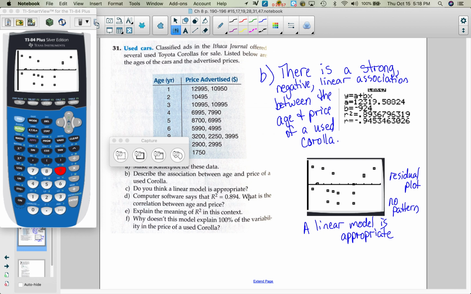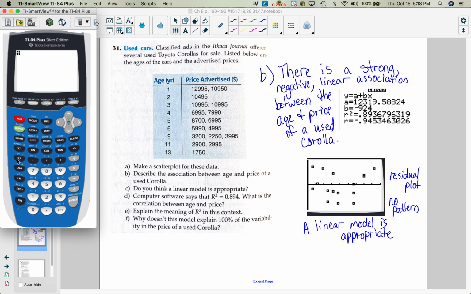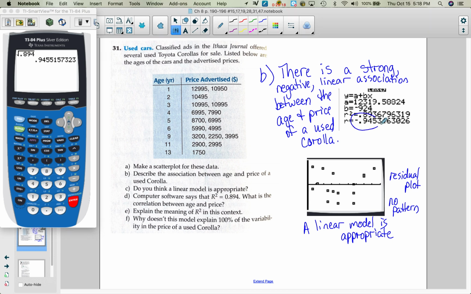Okay, so here's what I really wanted to point out to you. Computer software says that R squared is 0.894. What's the correlation between age and price? So if you just did the square root of 0.894, you're going to get 0.9455. However, you have to remember that R is negative. So remember I told you there would be an example. We definitely have a negative association: as the year of the car increases, the price decreases. So you want to make sure that you are paying attention to that.